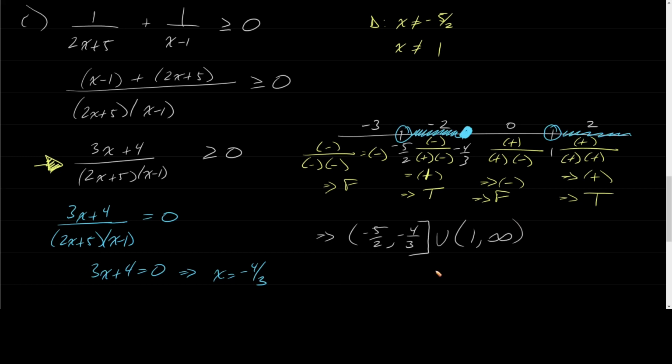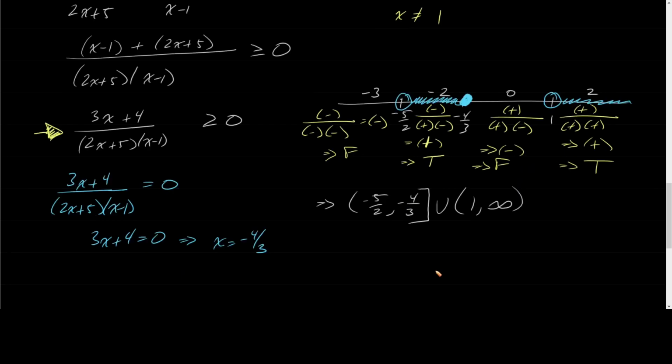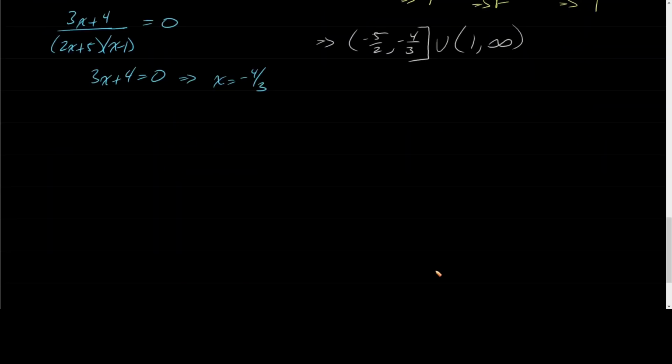Let's do another one. So let's see. D. Let's say we had something like x plus 2 over x plus 3 minus x minus 2 over x minus 3. And let's say that was less than or equal to 0. All right.